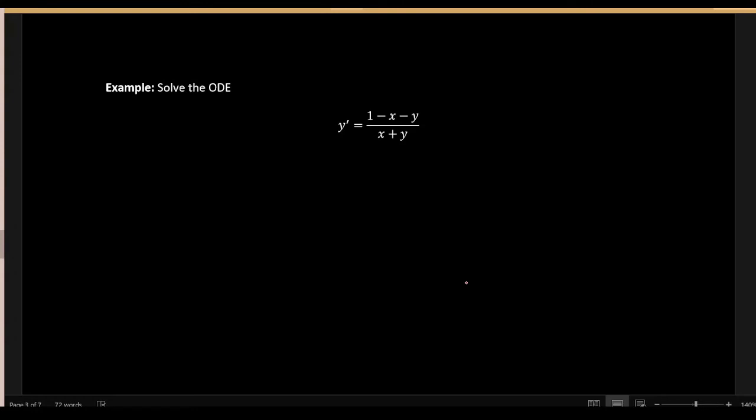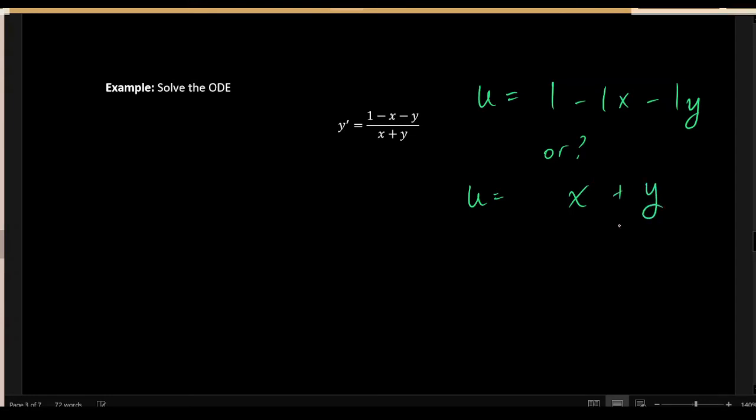Now if I just have a glance at this, I can see two possible candidates for the substitution. I could see, for example, it might be worth it to use u equals the constant 1, the constant negative 1 times x, the constant negative 1 times y. But I also think it might be possible to use u equals the constant 0 plus the constant positive 1 times x plus the constant positive 1 times y.